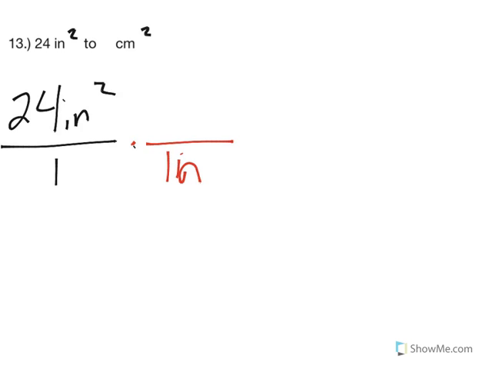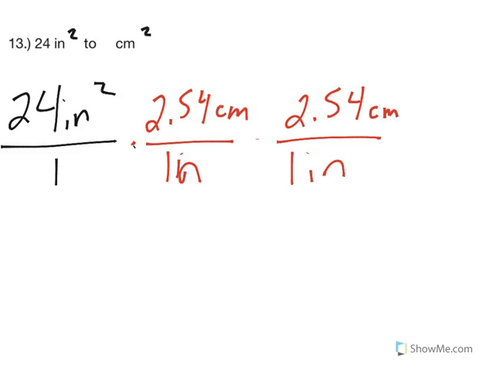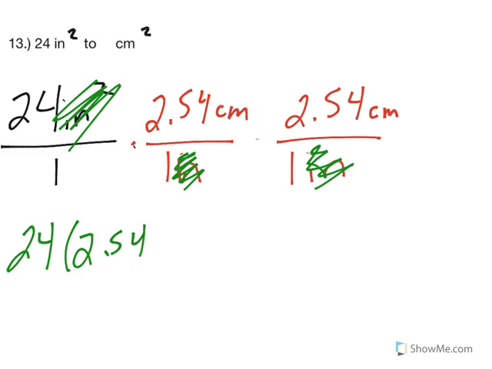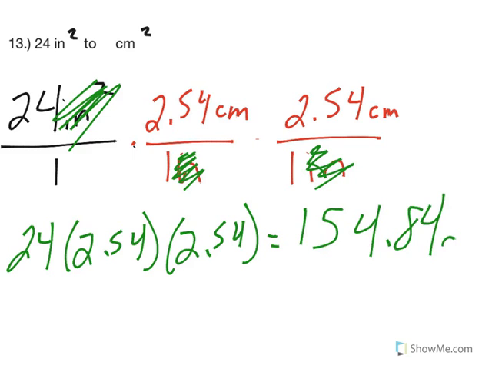Number 13, 24 inches squared to centimeters squared. Okay, so we have inches. And you know from past conversions that 1 inch is 2.54 centimeters. You might not know that, but it's definitely on the sheet. So I need it twice because we have inches squared. So 1 inch, 2 inch takes out my 2 inches. And I've got 24 times 2.54 times 2.54 for an answer of approximately 154.84 centimeters squared.